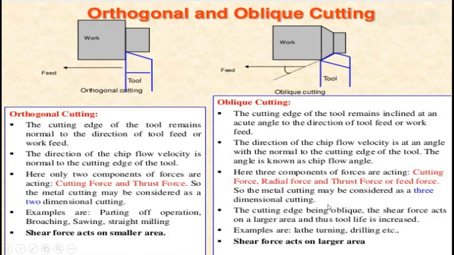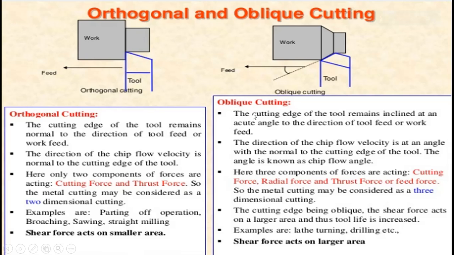The basic difference between orthogonal and oblique cutting is that in orthogonal cutting, the cutting edge of the tool remains normal to the direction of tool feed or workpiece. Say in a turning operation, the workpiece is rotating anti-clockwise and the tool is fed along the axis of the workpiece. So the tool remains normal to the direction of feed.